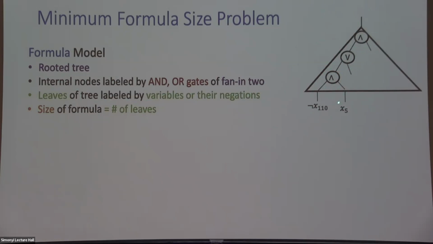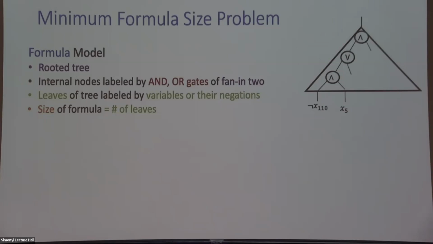The way you evaluate this is you work up from the leaves. You look at whatever variable this is, you plug it into this OR and go up the tree. And for us, the size of the formula is the number of leaves in this tree, so the number of things at the bottom. Does that make sense? Maybe everybody here knows this.